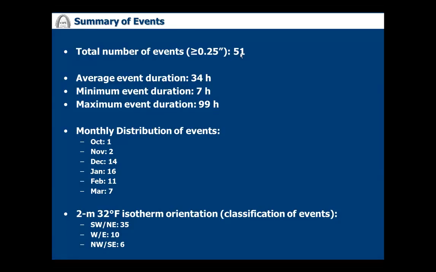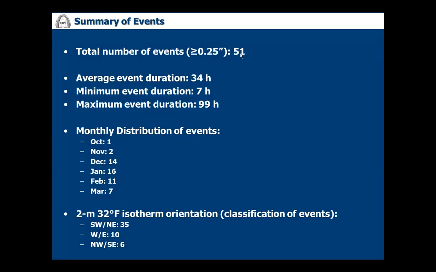And the monthly distribution of all the events, of the 51 events, most of them occur in January with 16, followed by December there with 14 and February. So just the heart of the winter season there, and there's a few that occur in the early part of the cool season and then even late into March.